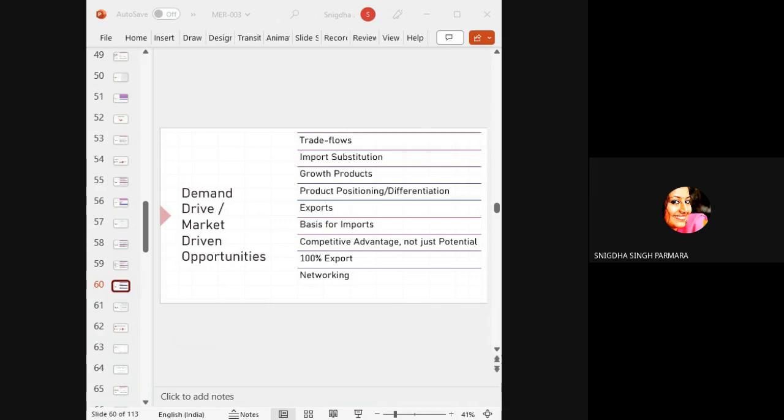Then basis for imports. What are the bases because of which certain countries are importing your product? Are they importing because the product that you're supplying them is not available in their country, or are they importing your product because the product that they are importing from you is not available at a cheaper price or at a better quality? So you need to figure out what is the basis for which your product is basically imported by other countries, so that you could figure out how long can you sustain.